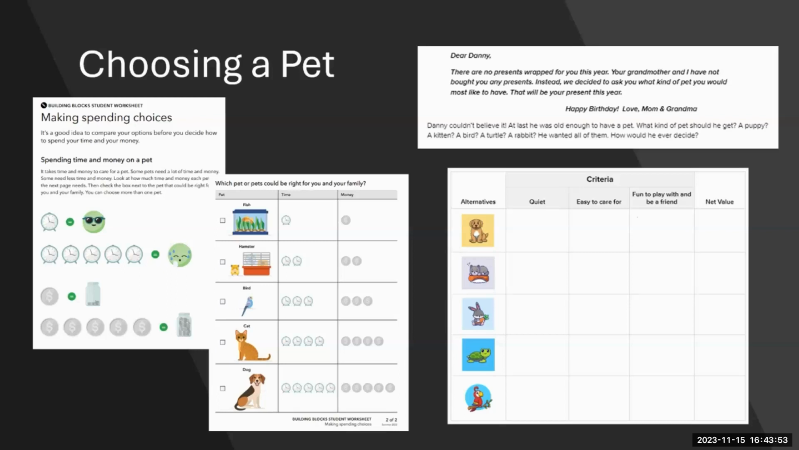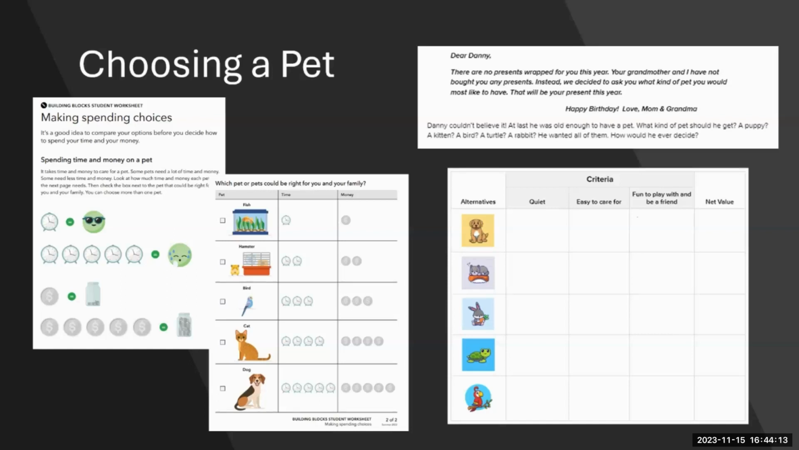His criteria, as we can see here, like I said, uses the PACE decision-making grid. So it has to be quiet. I think that's because he lives with his grandma. It has to be easy to care for. And his main priority is he wants it to be a friend to him. He wants a pet you can play with.